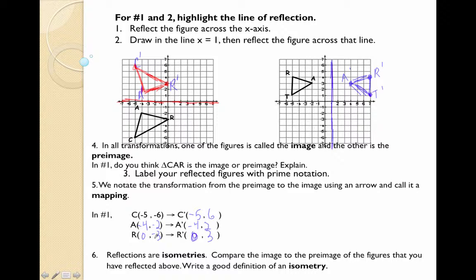You haven't punched a hole in it, you haven't stretched it, you haven't skewed it. It's the exact same object, and if it was a piece of paper, you just picked it up and flipped it around and maybe flipped it over. So that's what an isometry is. It is a mapping that preserves distance, that preserves measure.